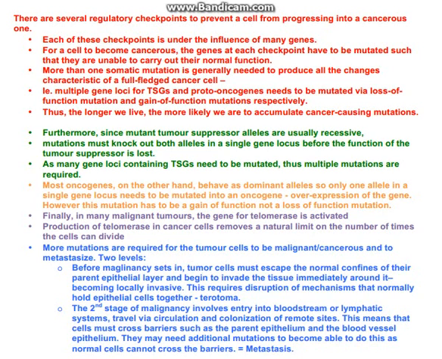The second stage of malignancy involves entry into the bloodstream or lymphatic system, travel via circulation, and colonization of remote sites. This means that cells must cross barriers such as the parent epithelium and a blood vessel epithelium. They may need additional mutations to become able to do this, as normal cells cannot cross the barriers. Thus, metastasis.